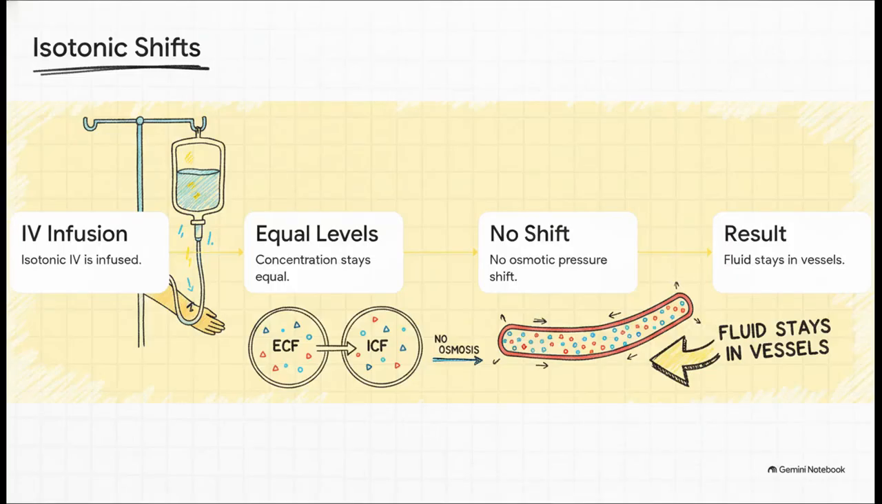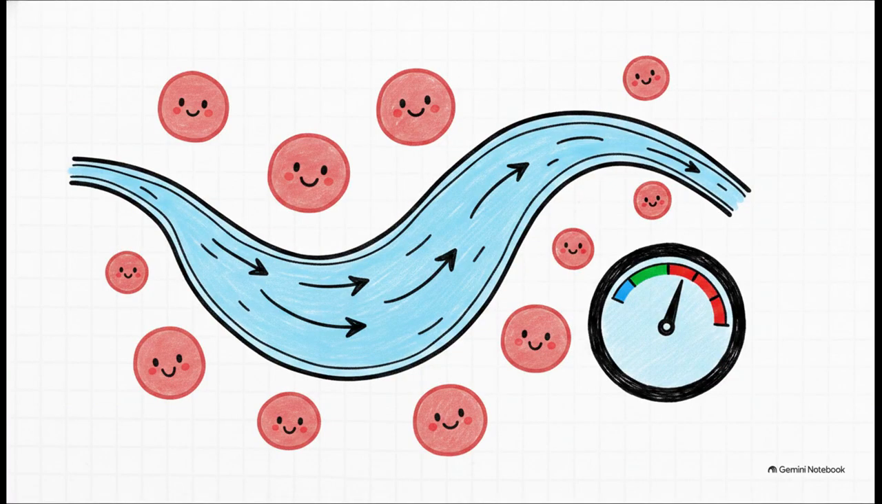Watch what happens in this sequence. We infuse an isotonic IV, like the super common 0.9% normal saline. The concentration just remains beautifully equal in both the ECF and the ICF. Since there's no osmotic pressure gradient dragging the water around, the fluid just stays put. It stays entirely right there in the intravascular space, inside the blood vessels. Because this fluid stays right in the vessels, isotonic solutions like 0.9% normal saline or lactated ringers are basically the absolute gold standard when you simply need circulating volume.